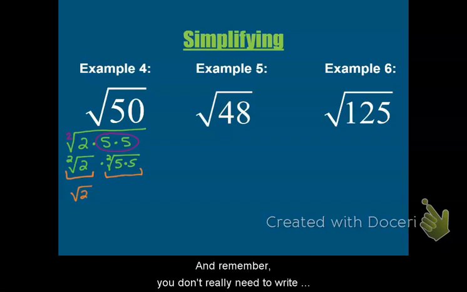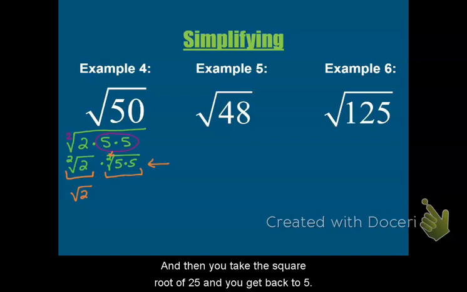And remember, you don't really need to write the index of 2 there. I'm going to drop that at this point. Over here, remember that multiplying by itself, 5 times 5, which is 25, is the inverse of taking a square root. So those 2 operations undo each other. 5 times 5 is 25, and then you take the square root of 25 and you get back to 5. So this is just 5.